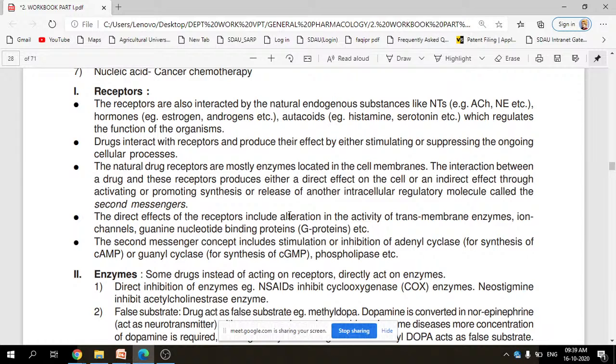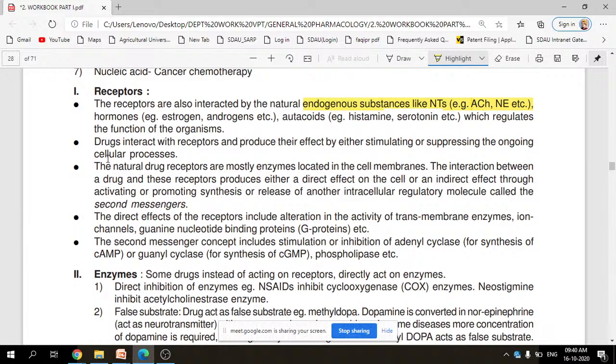Receptors are also interacted by natural endogenous substances like neurotransmitters. So you have already studied in your nervous system, central nervous system, autonomic nervous system. There are many neurotransmitters, say for example acetylcholine, adrenaline, which combine with the adrenergic receptors or cholinergic receptors. So these receptors have a capacity to combine with the endogenous substance, and these endogenous substances which combine with the receptors, they are known as ligand.